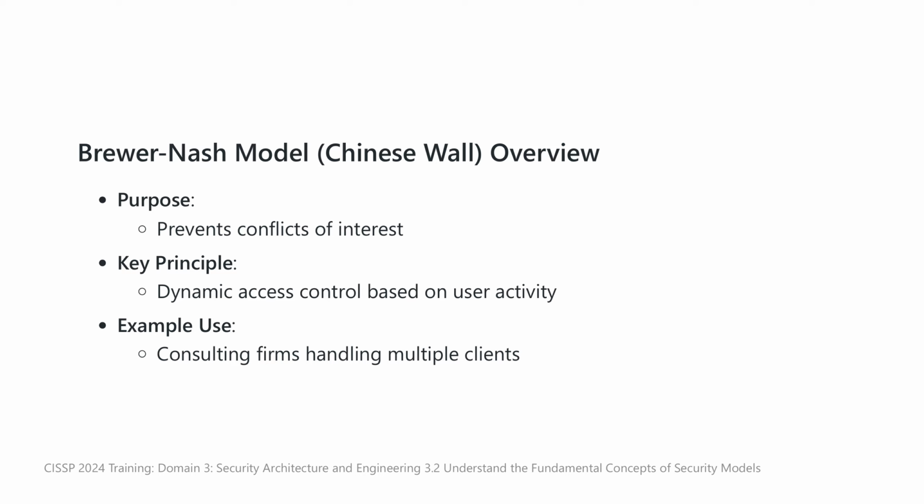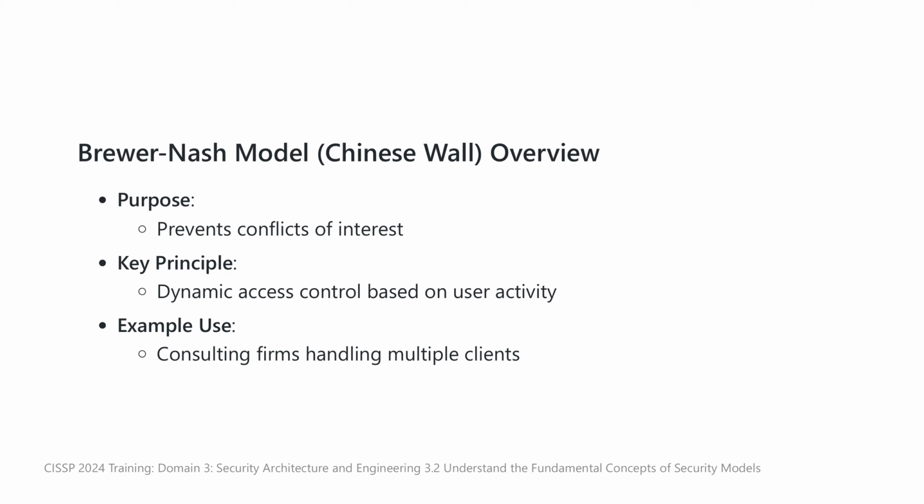Essentially, if a user interacts with one set of sensitive data, they are precluded from accessing another set of data that could present a conflict of interest. This dynamic restriction helps ensure that decisions and actions remain unbiased and that confidential client information is kept secure. For example, consulting firms that serve multiple clients can implement this model to ensure consultants do not access conflicting client data, maintaining the integrity and trustworthiness of their service.